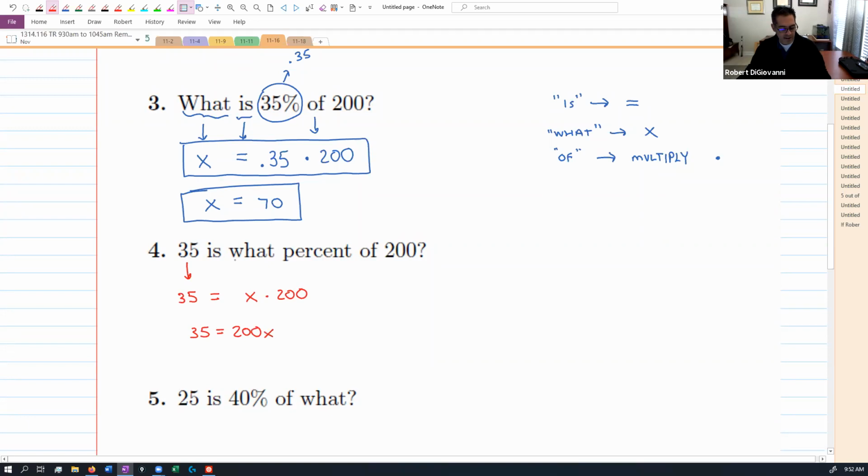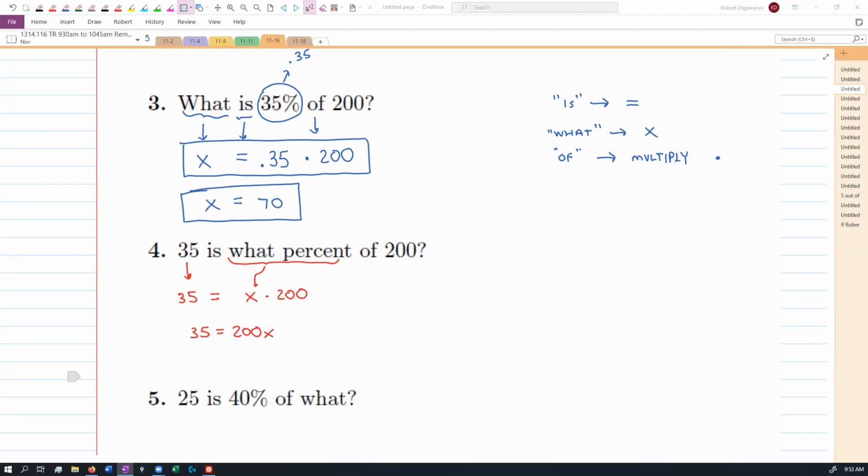Now, this x here, when you say what, it's actually what percent. So if you're confused about what to do with the percent, that's part of what you're looking for. You're saying what percent of 200? Okay, good. Now, how would we solve for x here? We're going to get x by itself. Divide, right? Okay.